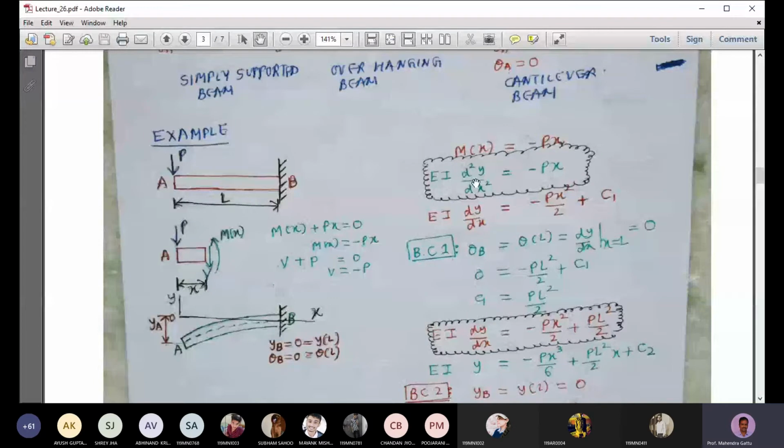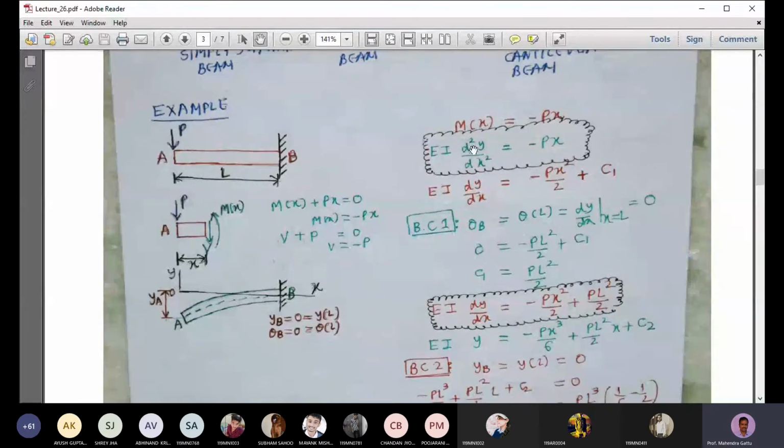Here d²y/dx² is M(x), so it will be minus Px. First thing, we'll integrate it once. So we have EI dy/dx is minus Px²/2, since the integral of x dx is x²/2, and we have that constant C1.